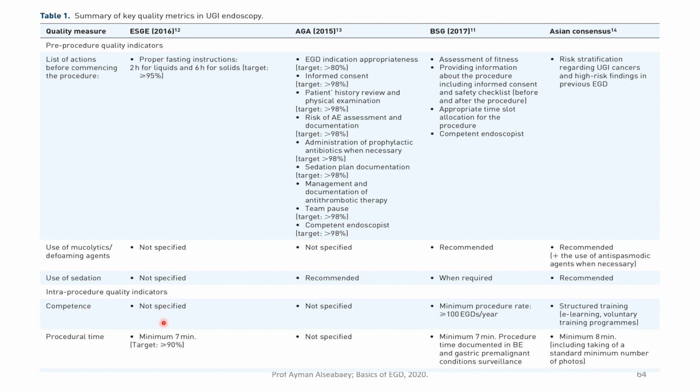It is not defined here, not defined with the ESGE, but the British said that before doing diagnostic upper endoscopy, you should be trained on at least 100 EGDs per year. The procedure time, you should take at least 7 minutes for the examination. This is recommended by the European Society.